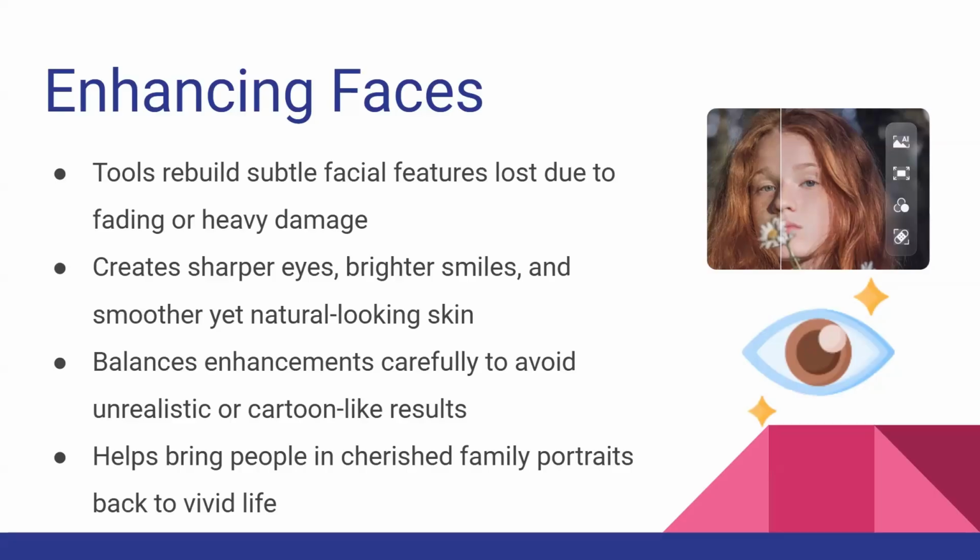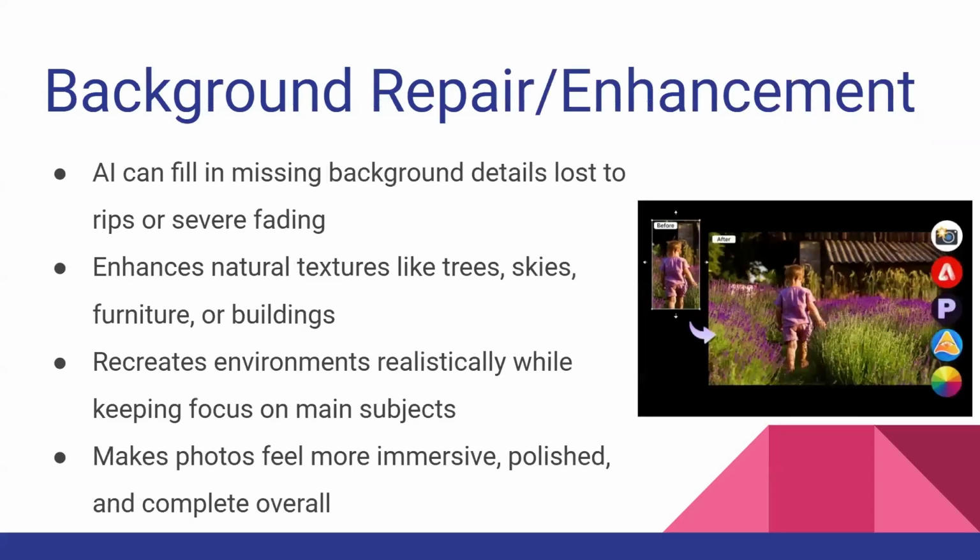Background repair or enhancement. AI can fill in missing background details lost to rips or severe fading. It also enhances natural elements like trees, skies, and flowers, and also furniture or buildings. It recreates the environment to look realistic while still focusing on the main subjects, so the people or pets won't be lost in the background. It makes the photo feel really immersive, polished, and complete.